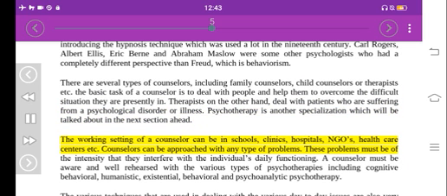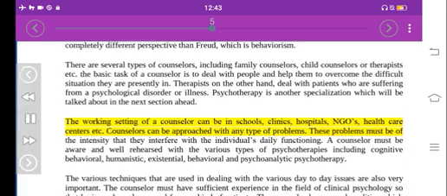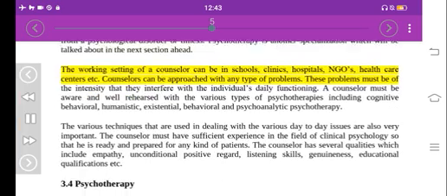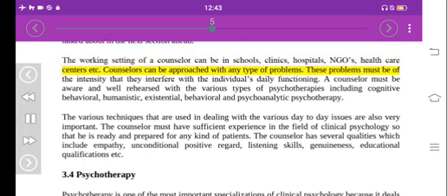The working setting of a counselor can be in schools, clinics, hospitals, NGOs, health care centers, etc. Counselors can be approached with any type of problems. These problems must be of the intensity that they interfere with the individual's daily functioning. A counselor must be aware and well rehearsed with the various types of psychotherapies, including cognitive behavioral, humanistic, existential, behavioral, and psychoanalytic psychotherapy. The various techniques that are used in dealing with the various day-to-day issues are also very important.